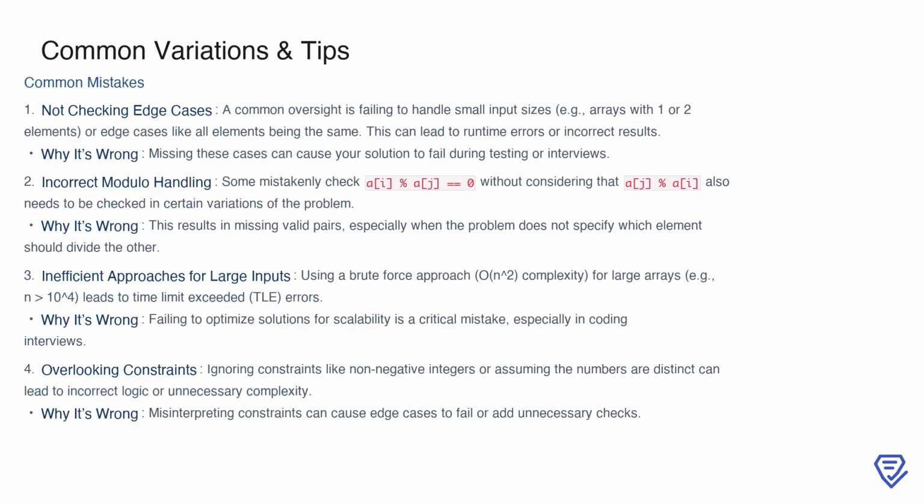Another pitfall is relying on brute force solutions for large inputs. With an O(n²) approach, if the input size is greater than 10,000, you'll likely run into time limit exceeded errors. This is why scalability and optimization are critical. Lastly, don't overlook problem constraints, such as assuming all numbers are distinct or ignoring whether they are non-negative. Misinterpreting these constraints can lead to flawed logic or unnecessary complexity in your solution.